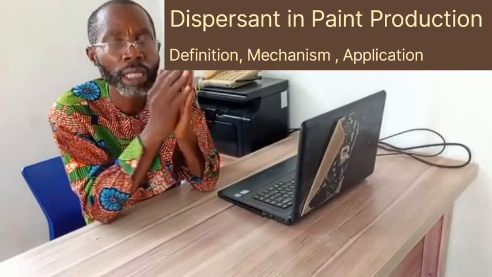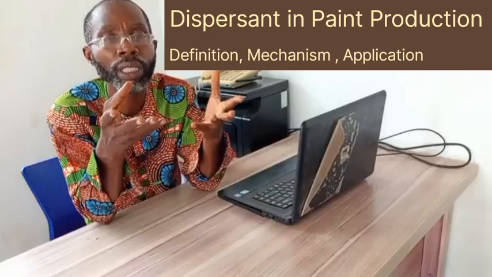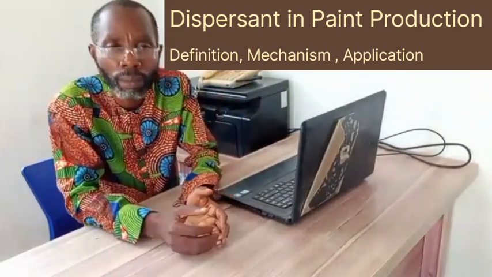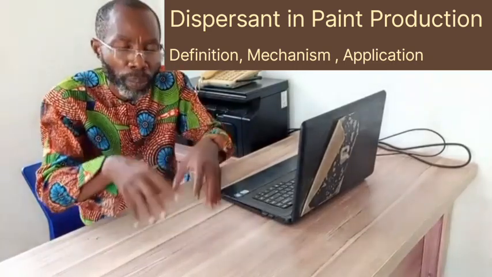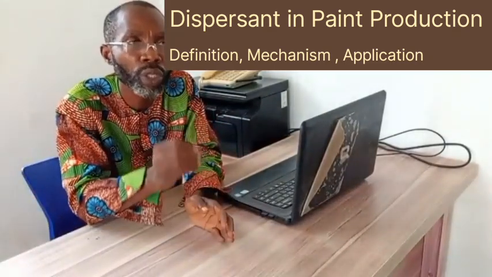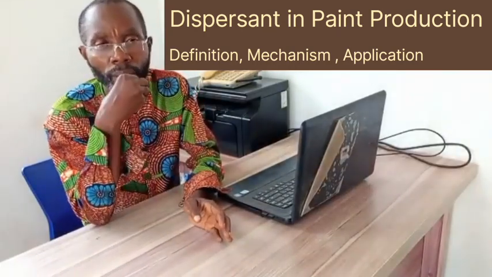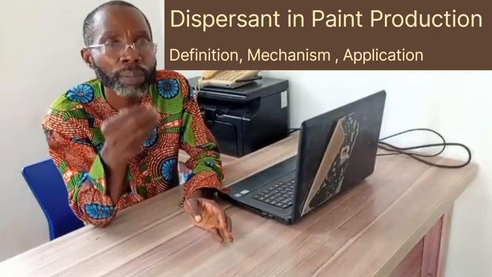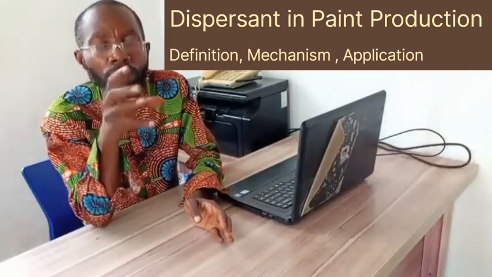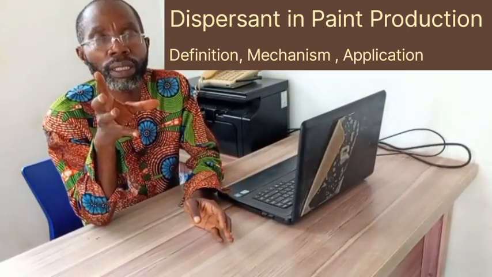That is the function. Another thing is that dispersant serves as a wetting agent. It prevents all the powder from being on the surface. And it also prevents it from settling at the base if you use the correct dispersant. That is the function of a dispersant. Another thing is this: it prevents agglomeration, a cluster of certain pigments.